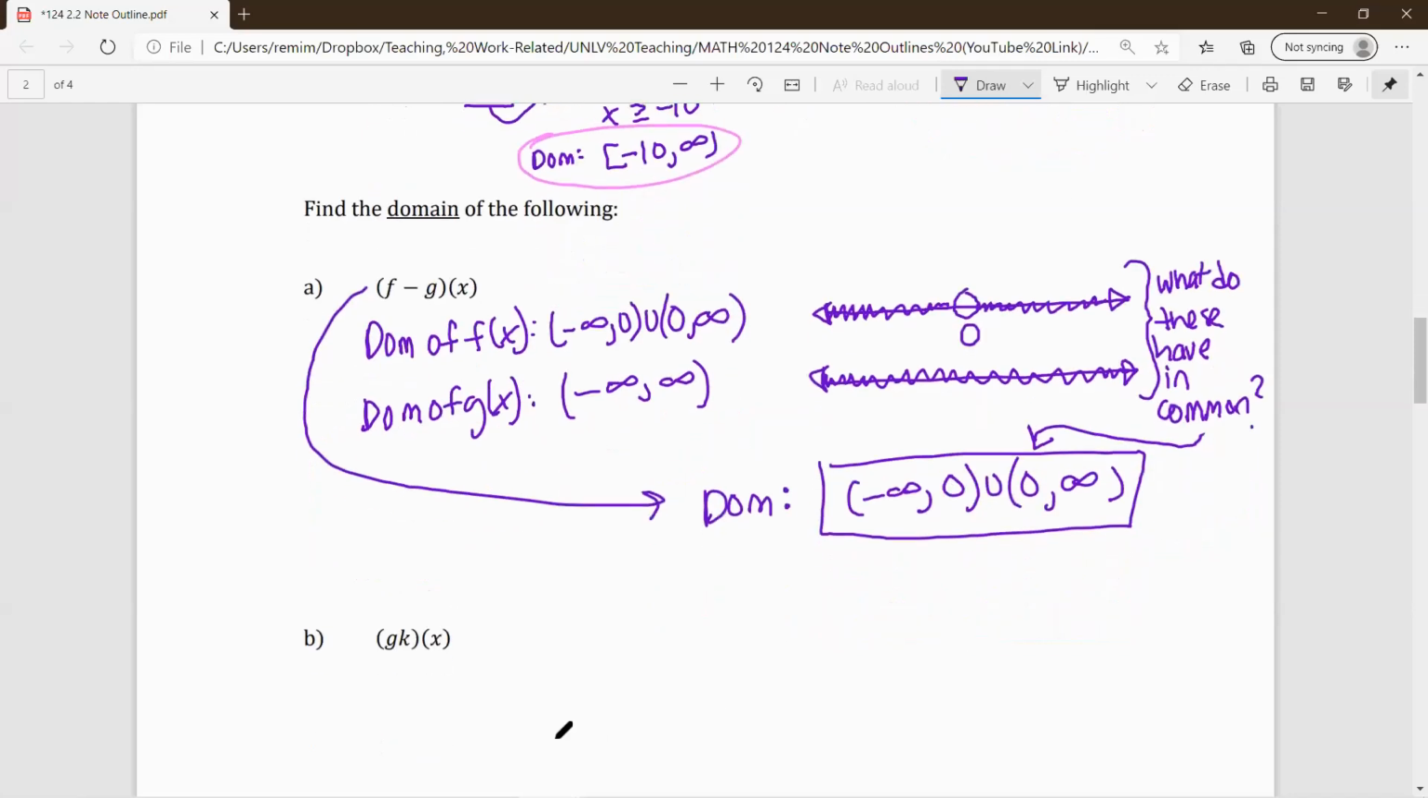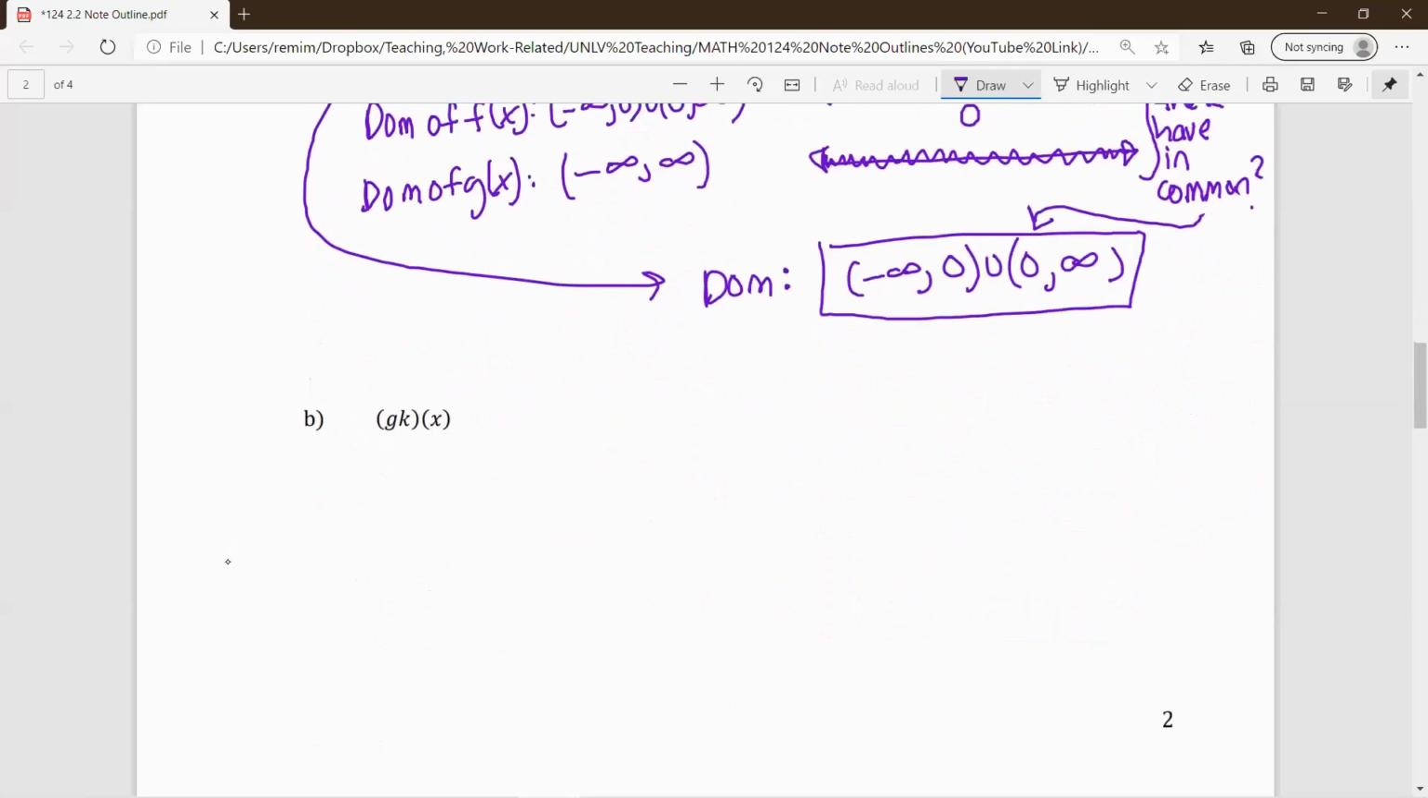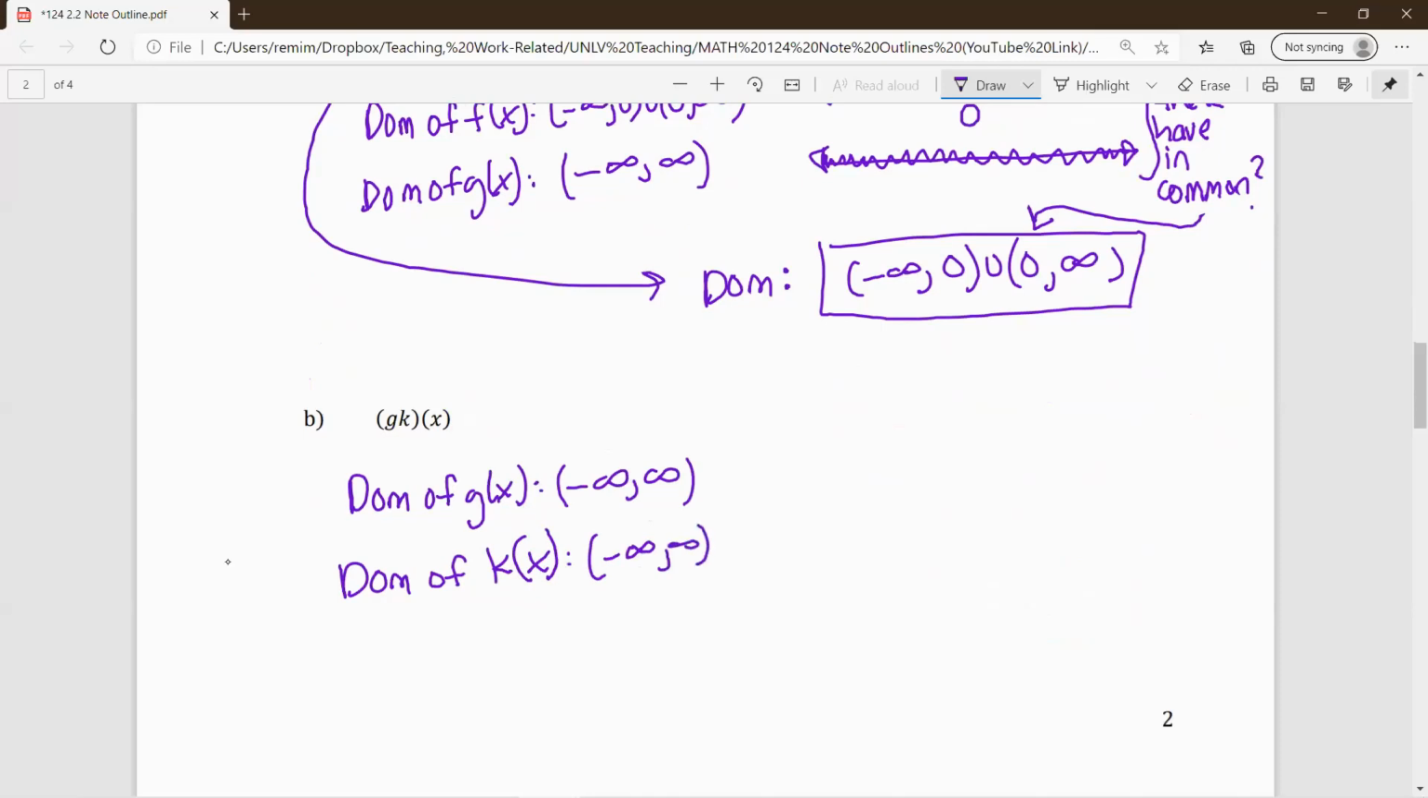Well, let's do another one. g k of x. We're going to do the exact same thing if we're finding the domain. So we're going to write domain of g of x. And if you look back at the top, we said that was negative infinity to infinity. Then we write the domain of k of x. At the top, if you look, it says that that is negative infinity to infinity as well. So we're going to draw both of them on a number line, but they're just both all shaded because it's negative infinity to infinity.